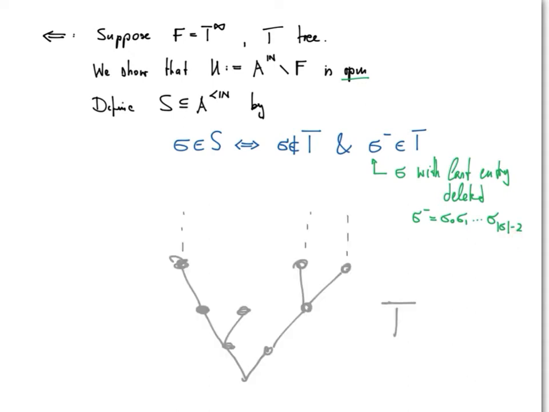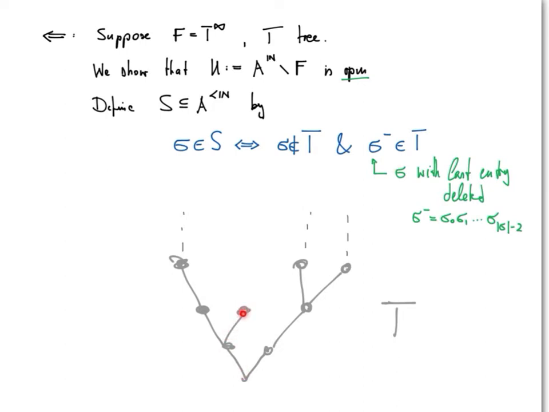Let's look at an example of how S is defined. Here we have our tree T. The dotted lines just indicate that the tree still extends and goes on. But how do we find S? A string is in S if and only if it is not on T, and the longest proper initial segment of sigma is on T. So for instance, this string here is on T.